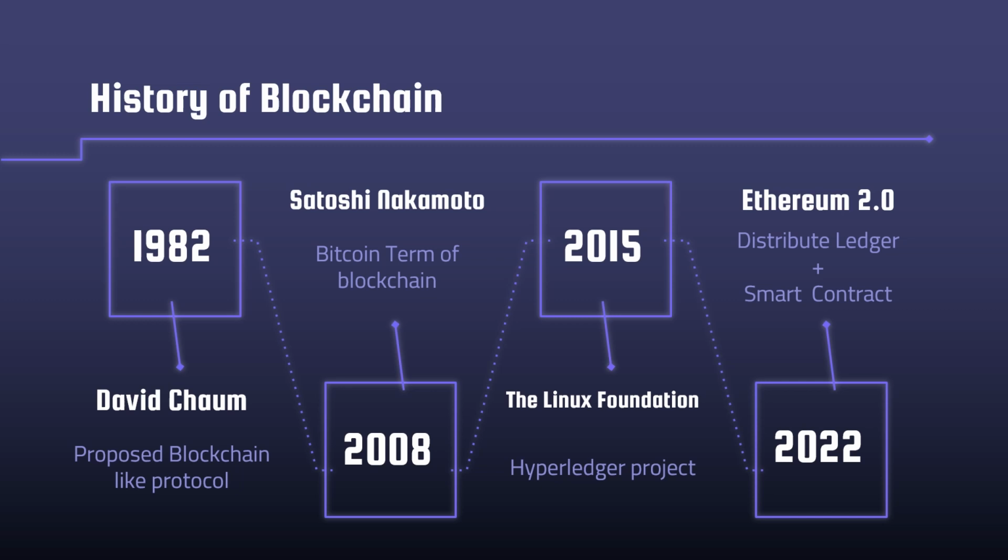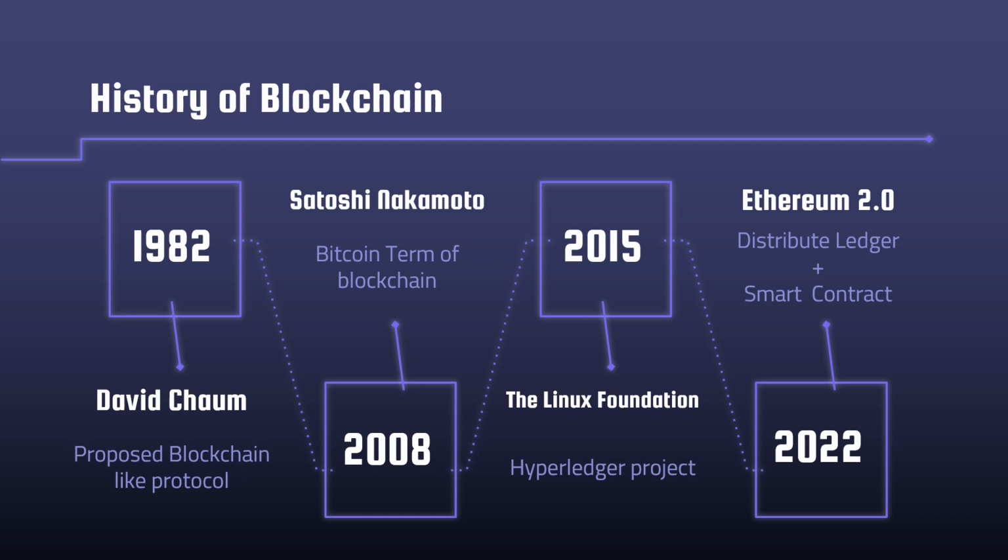History of blockchain. The timeline of blockchain's evolution is marked by significant milestones and key innovations. 1982, David Chaum introduced a concept resembling blockchain in his PhD thesis. 2008, Satoshi Nakamoto unveils Bitcoin, a purely peer-to-peer electronic cash system, introducing the term blockchain as the distributed ledger for Bitcoin transactions.